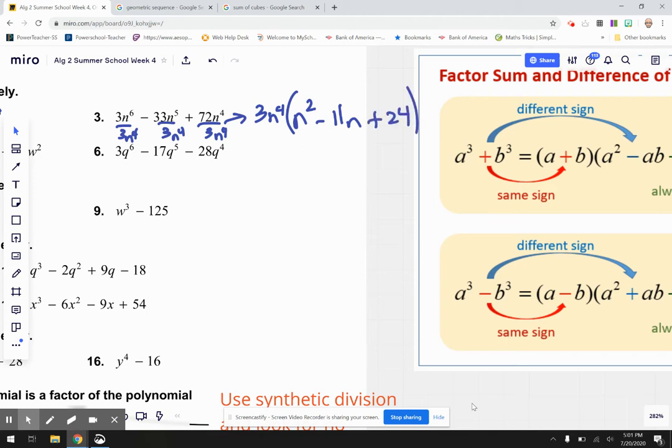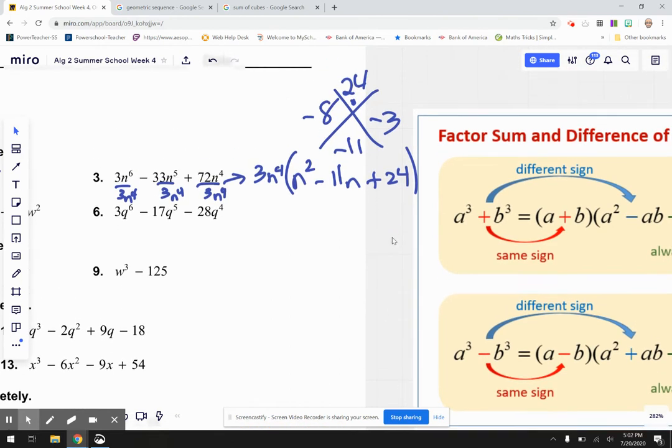Okay, now that's another x. There's no number in front of n squared now. It's gone because we took out the 3. So 24 on top, negative 11 on the bottom, negative 8 times negative 3 gives us a positive 24 when we multiply. And it gives us a negative 11 when we add. We add, we get negative 11.